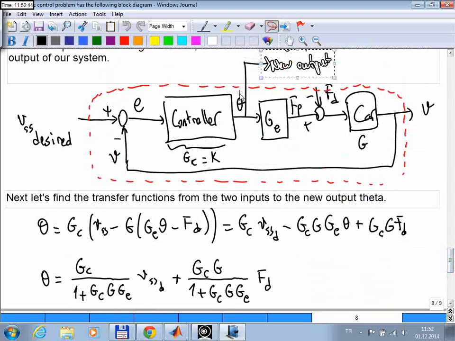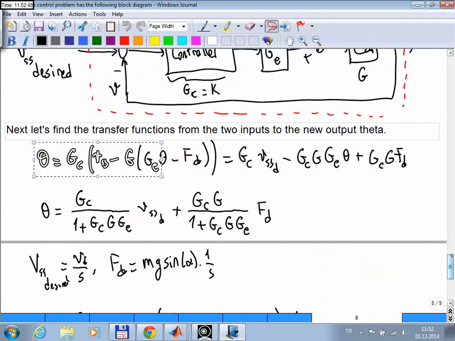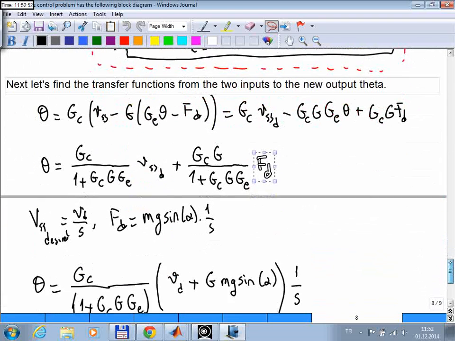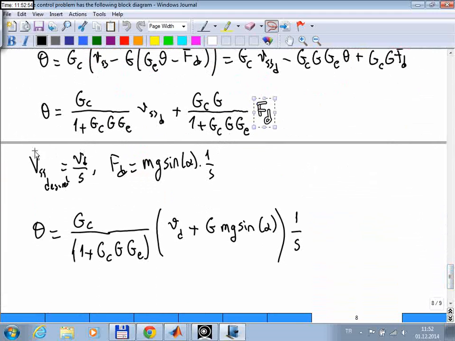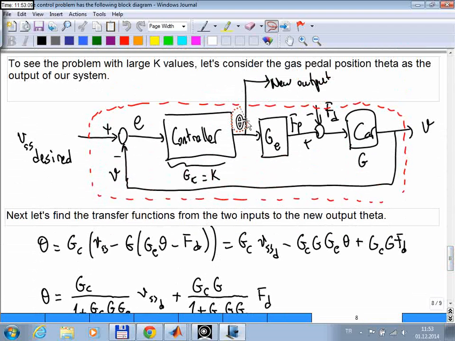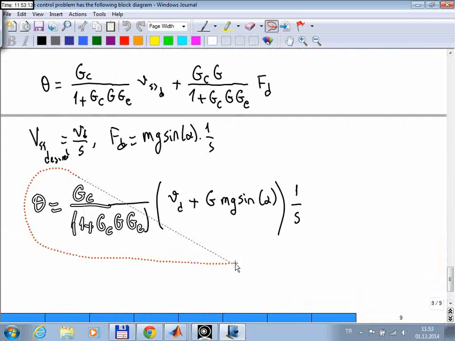So this is my new output theta, and I was able to write it in terms of the two inputs VSSD and FD. VSSD is a step signal with magnitude VD, and FD is also a step signal, so this is 1 over s. Finally, I can see what the gas pedal position does by finding the output corresponding to this transfer function.